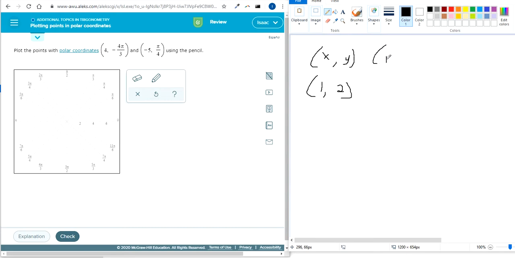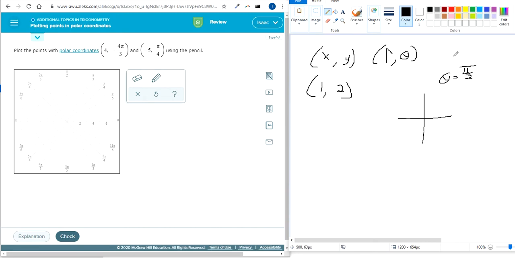With polar coordinates, we have an r and a theta, where r is kind of like the radius. It's the distance from the center of the circle. Okay, that's r, and theta is the angle. So if you remember that pi over 2 is equal to 90 degrees.